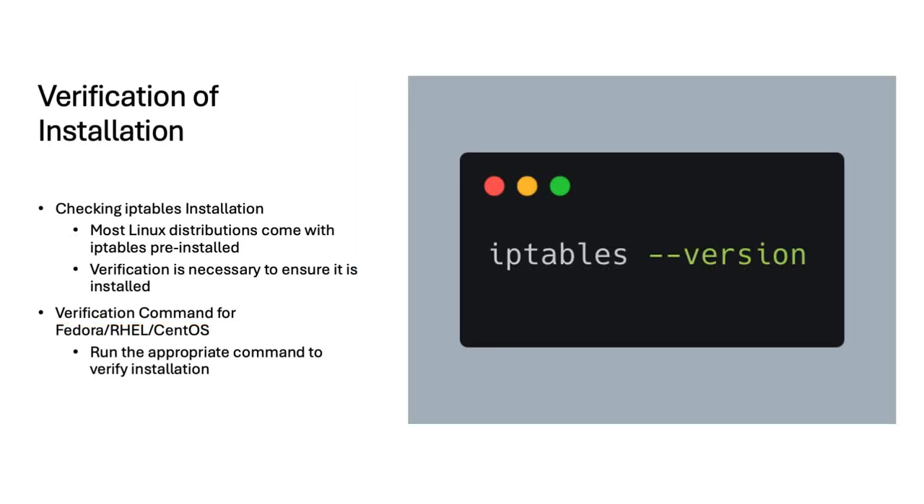To verify if iptables is installed on your Linux distribution, you can run a command. Most distributions have it pre-installed. For Fedora, RHEL, and CentOS, use the specific command to check.